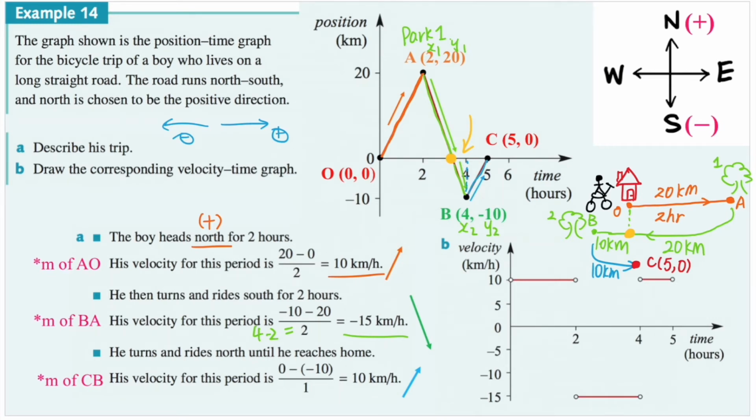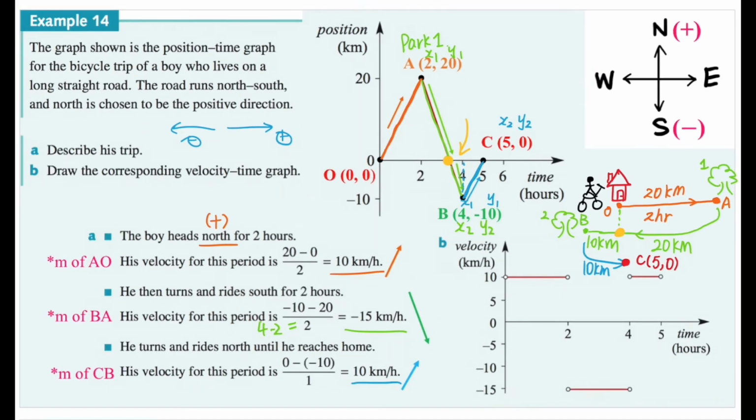And we want to find the gradient of this blue line. We know the 2 points, rise over run, that is equal to 10 kilometers per hour. And as you can see, although this part of the graph is below the x-axis, it's going to be a positive average velocity because we are heading north, which is defined as the positive direction here.